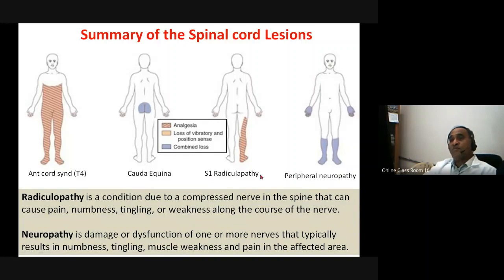Now, this is radiculopathy. What is radiculopathy? Radiculopathy is a condition due to compression of the nerve while it is exiting, and that will produce pain, numbness, tingling, and weakness along the course of that nerve. That means it is the root which is being compressed, because the vertebral bone will put pressure on the roots, and these roots will be affected. That is known as radiculopathy. Usually this radiculopathy happens in the cervical and lumbar segments.